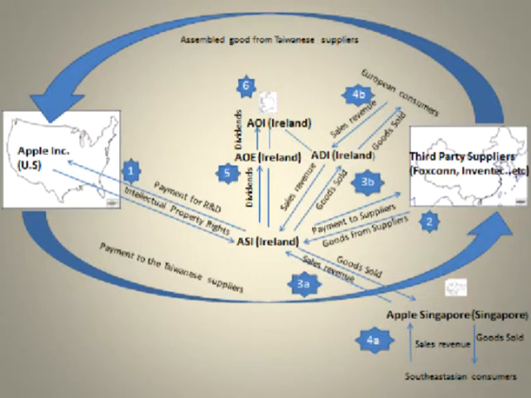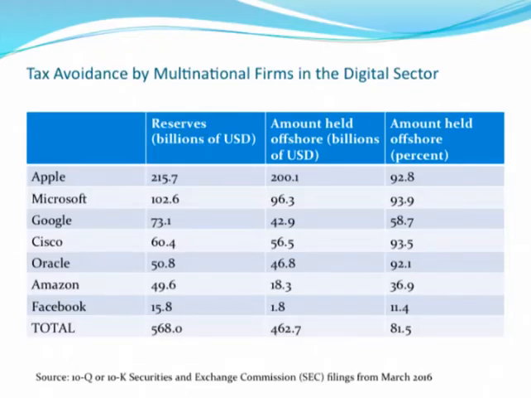And Apple is not the only multinational corporation doing this. Other companies are doing the same thing. In terms of the amount held offshore as a share of total income, Microsoft actually has the highest. This is from 2016. Microsoft has 93.9 percent of total income offshore. Then there's Cisco, 93.5. And then Apple came in third, 92.8 offshore.